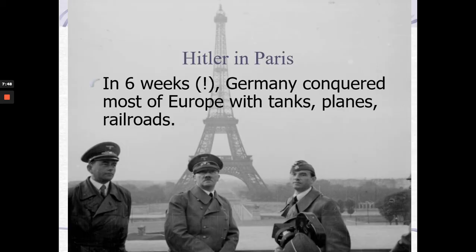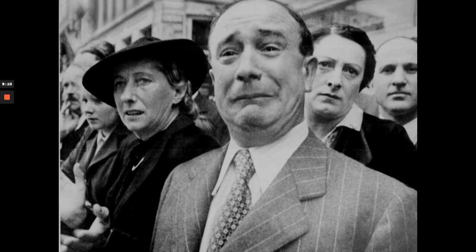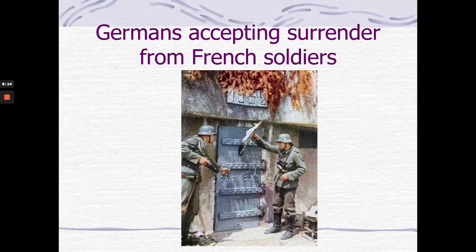So Hitler, in 6 weeks, just 6 weeks, he took over most of Paris, most of France. France was supposed to be one of the big enemies of Germany. France was supposed to fight Germany with all their tanks and their army. And England was supposed to fight Germany with their ships and their air force. But now France is out of the picture. And here's a Frenchman just crying. Here's Germans accepting the surrender from French soldiers.